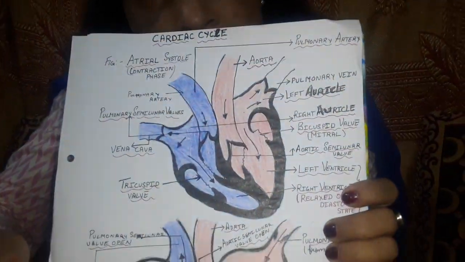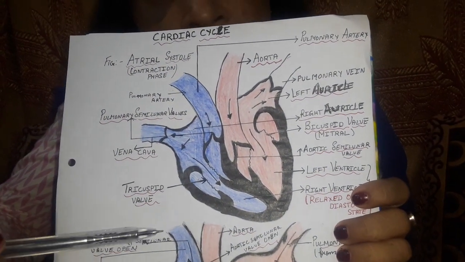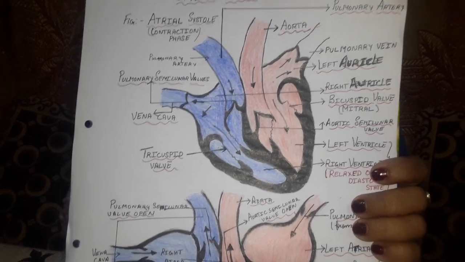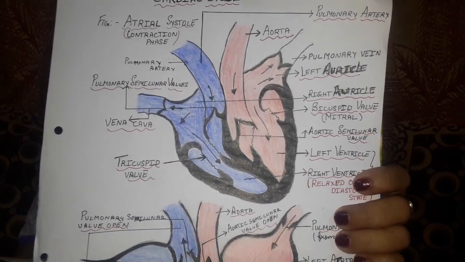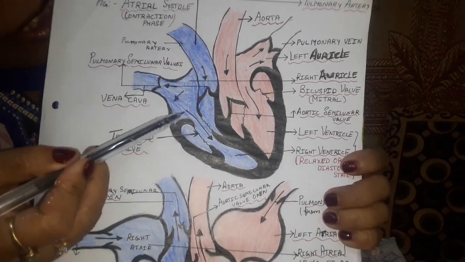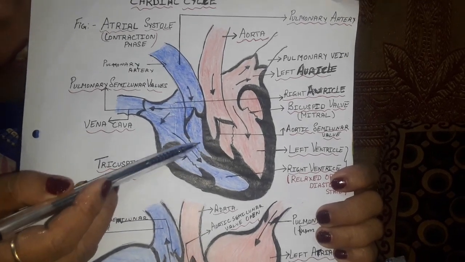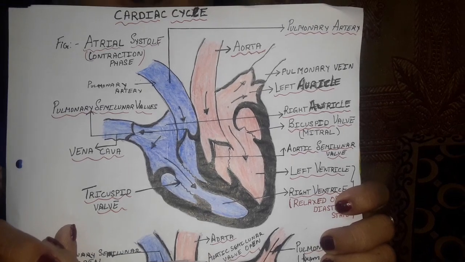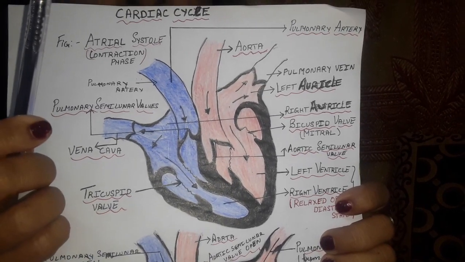Today we shall discuss the working of the heart. Last time we had discussed the chambers of the heart. Today we shall discuss the working of the heart. Now, the rhythmic contraction and relaxation of the heart takes place in a specific manner. That is called one cardiac cycle.